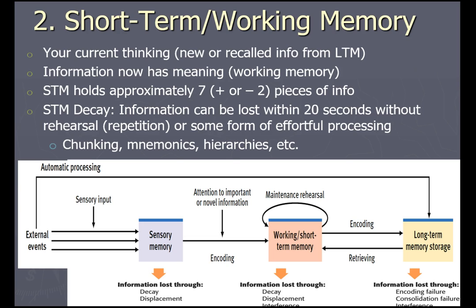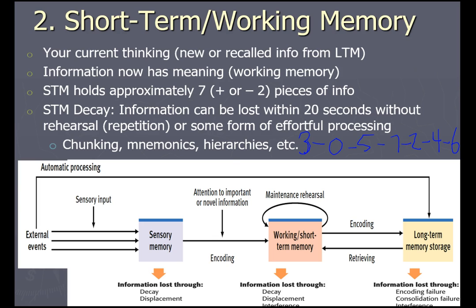So let's say the phone number I give somebody is 3057246. And that's 7 bits of information, which is kind of challenging because of short-term memory's limited capacity.